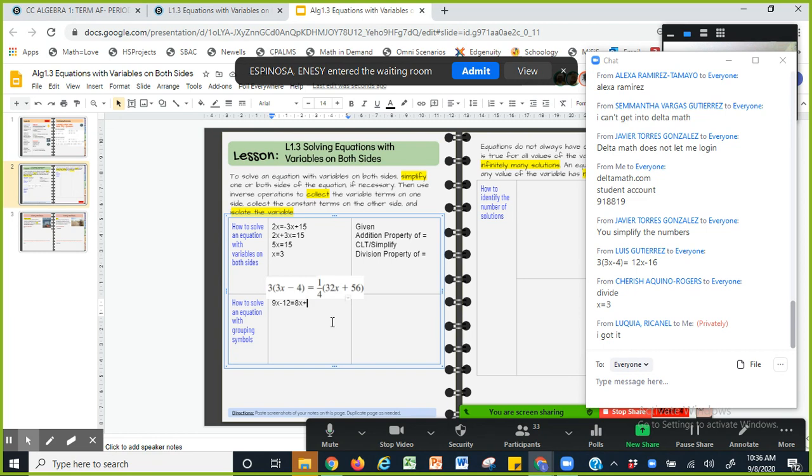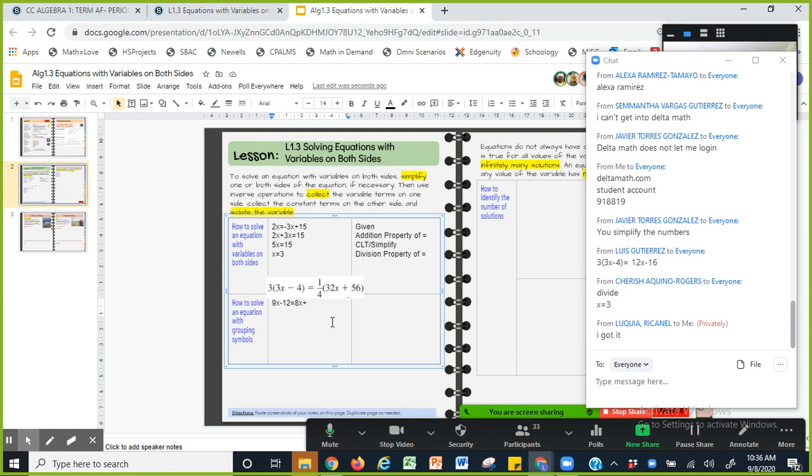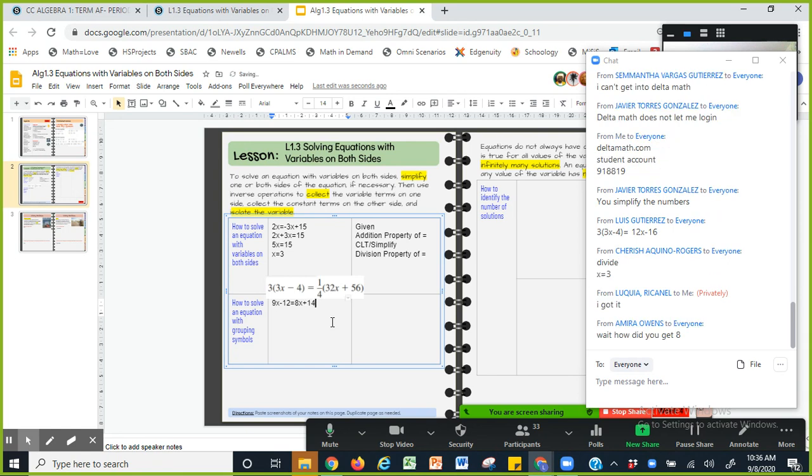Mm-hmm. 56 divided by 4. Sounds like somebody wants to do math as well, right, Louise? Okay, so 56 divided by 4 is? Anybody can tell us what 56 divided by 4 is? You can type in the chat if you got that in your calculators. 14. 14. All right.